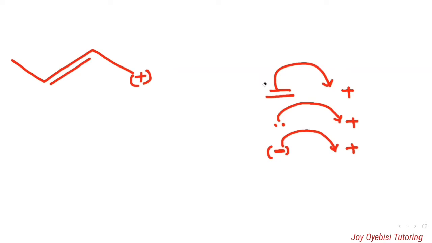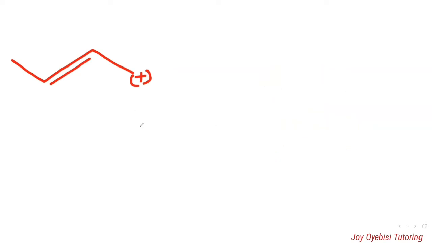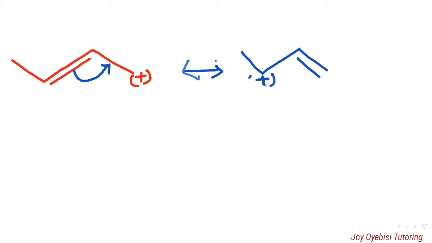Okay, so now that we know these rules, it means that for us to form a resonance form of this compound, this is going to be moving towards this carbon. Now, when it does that, the resonance form of this compound is going to look like this. So you have this double bond, new double bond forming here. And of course, we know that this carbon would then bear the positive charge. So there will be a transfer of the positive charge.